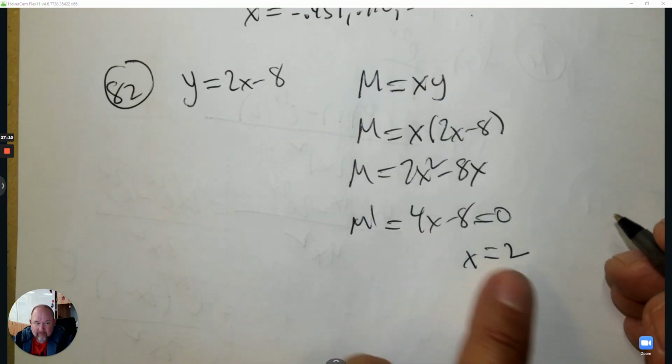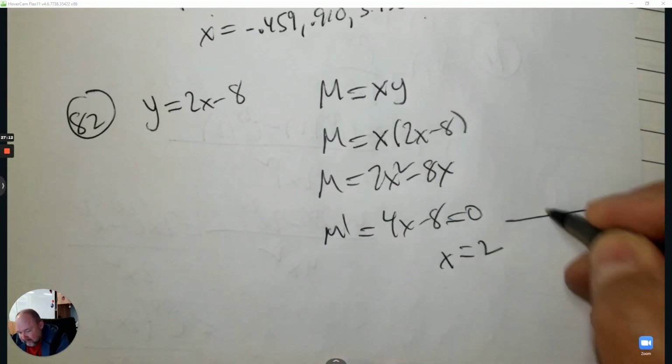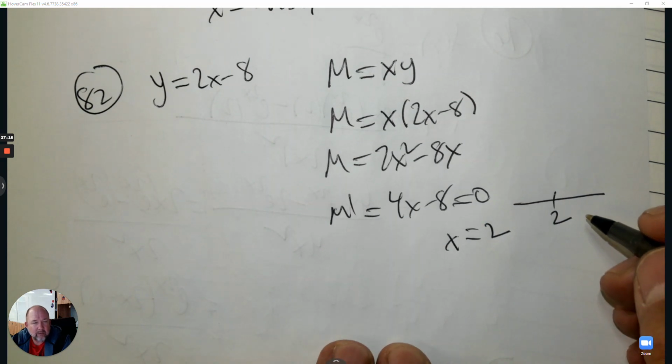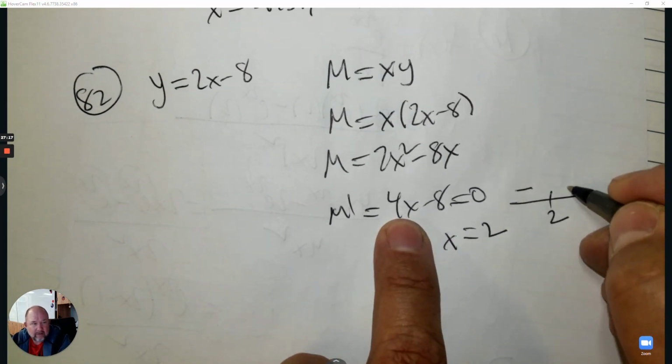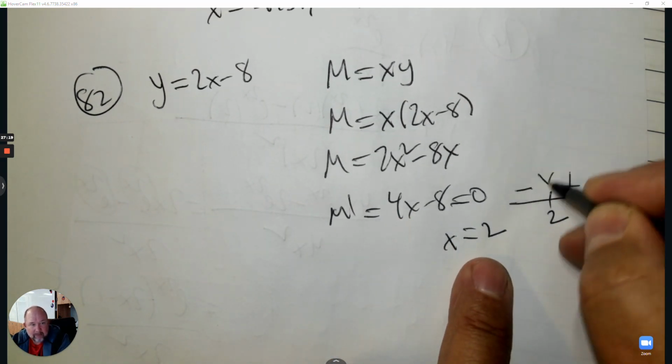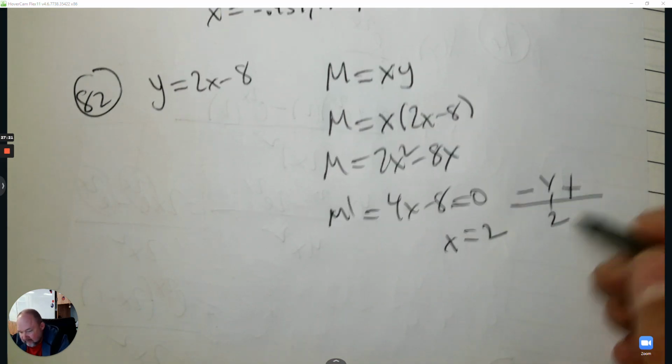So when I solve this, x is equal to 2. Make sure that's what we want. So if I plug in 1, if I plug in 3, that's a minimum. Is that what I'm looking for? Good. So it's a minimum.